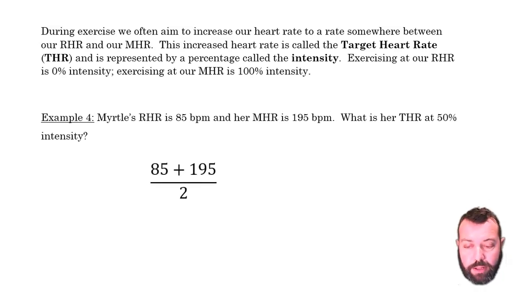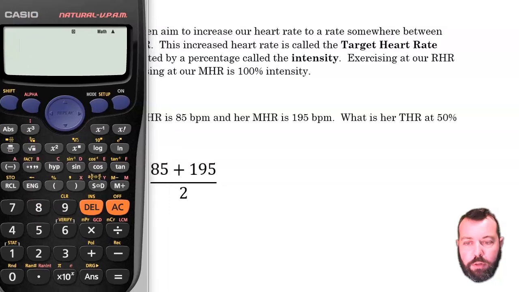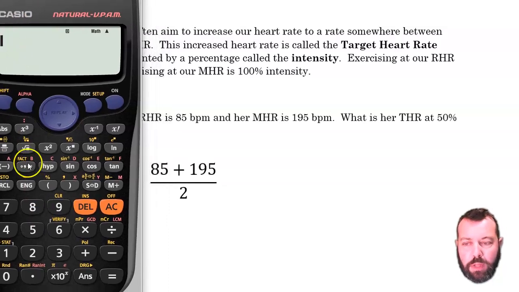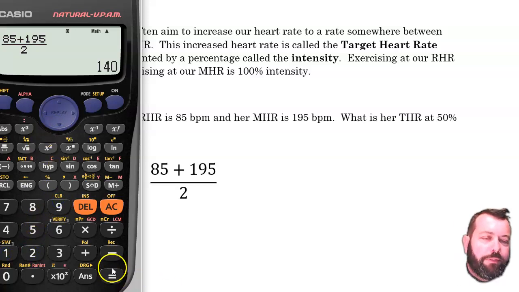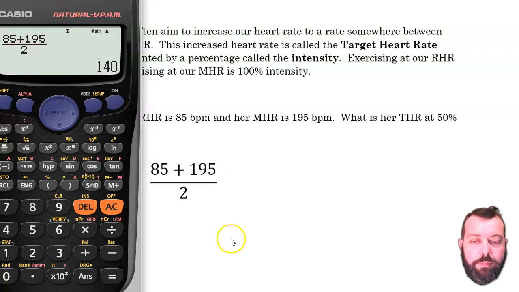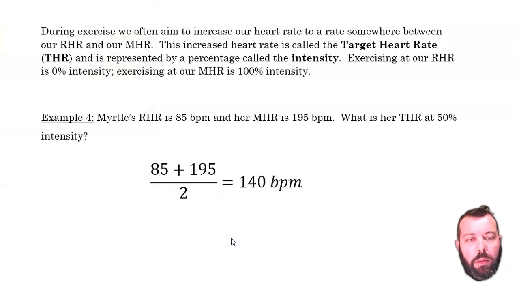Let's pull out the calculator and do that. So I'm going to say 85 plus 195 over 2. So there you go, it's 140. That's halfway in between. So Myrtle's target heart rate, 140 beats per minute, is going to give her a 50% intensity level.